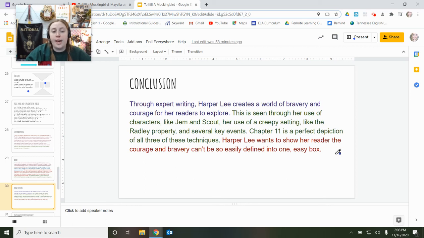So through expert writing, Harper Lee creates a world of bravery and courage for her readers to explore. This is seen through her use of characters like Jim and Scout, her use of creepy setting like the Radley property, and several key events. Chapter 11 is a perfect depiction of all 3 of these techniques. Harper Lee wants to show her reader that courage and bravery can't be so easily defined into one easy box.